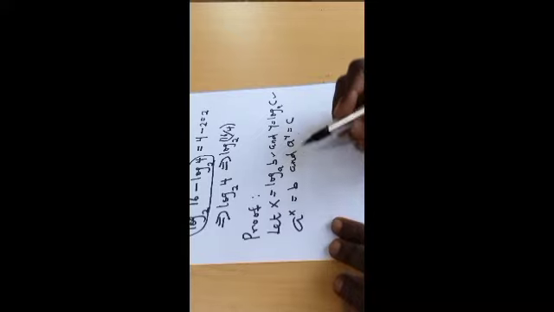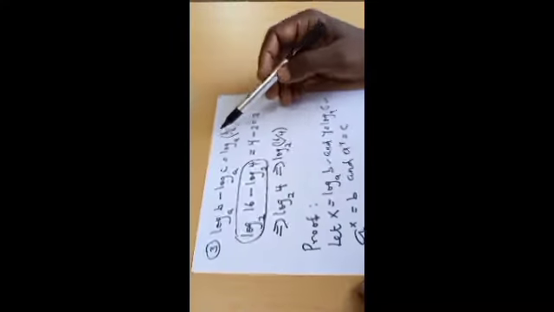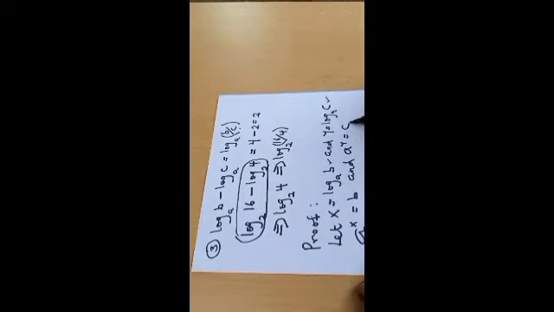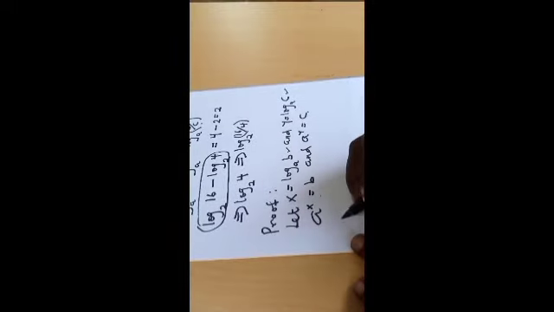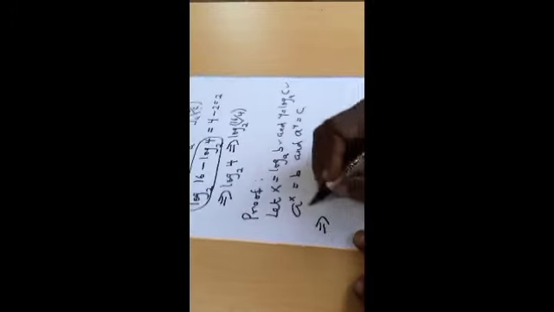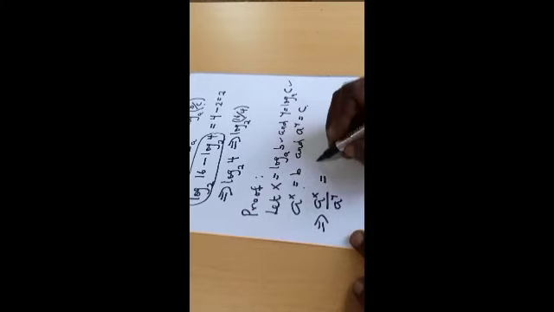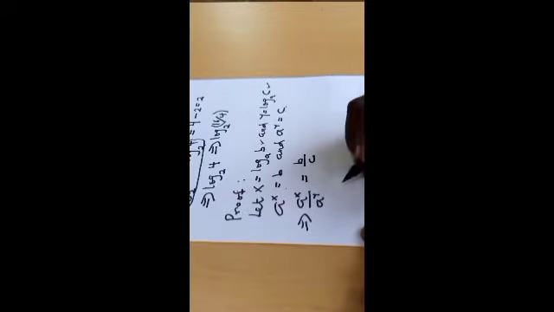Okay, so we need to get b divided by c. So this one divided by this. We are going to divide this equation by this equation, and so we are going to have a to the power x divided by a to the power y, and that must be equal to b divided by c.